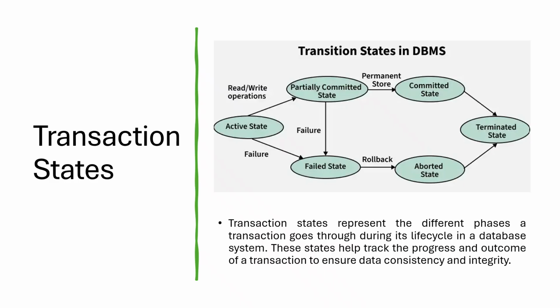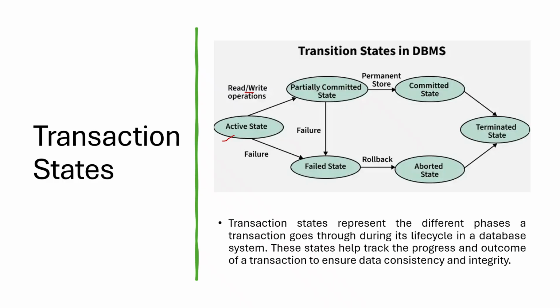So active state. Active state is the initial state. While executing, the transaction will be in the active state, and the transaction details will be temporarily stored in a buffer. So what will be executing? Either a read operation, a write operation, or any of these operations. That is in the initial stage, and it will be stored in the buffer.